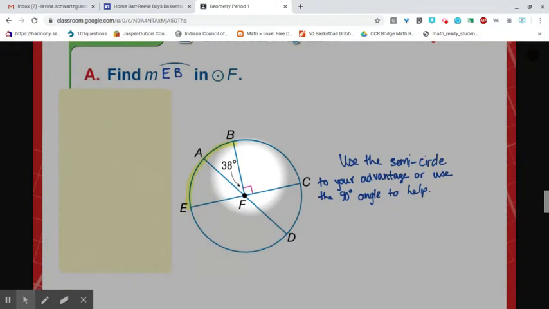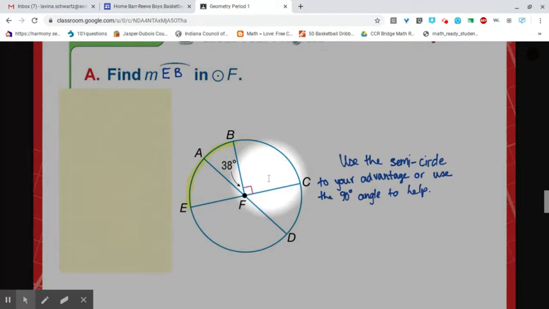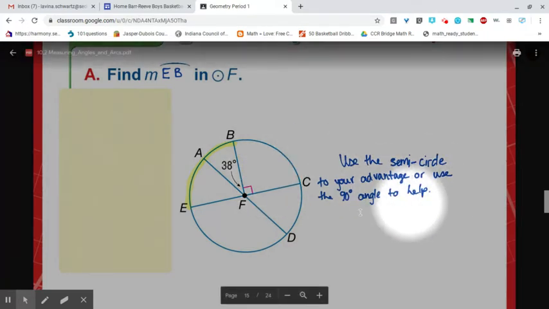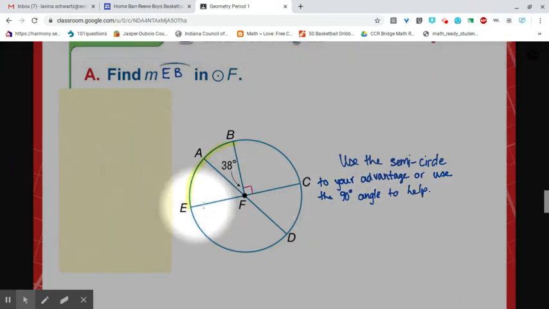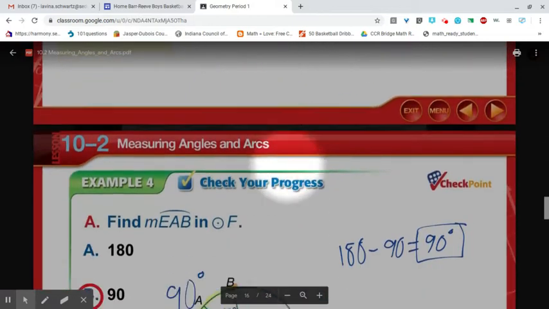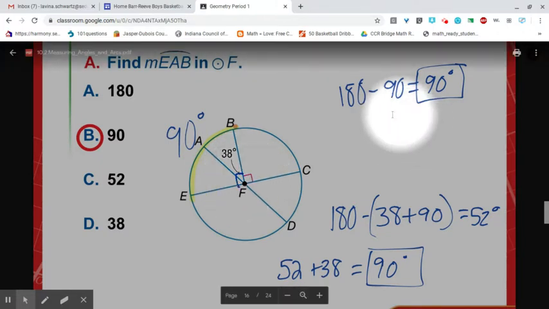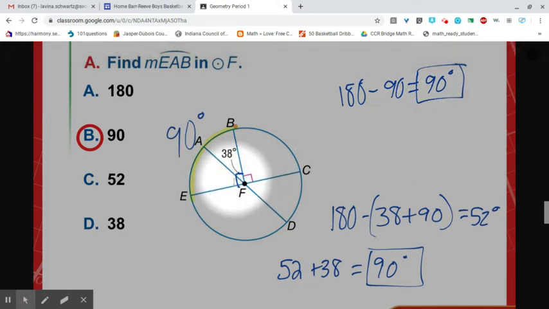Find EB, arc EB. So they tell you this is 38, they tell you this is 90. Use the semicircle to your advantage or use the 90-degree angle to help. Okay? Semicircle. This is a diameter, which means that whole chunk adds up to 180. You can also see that there's a 90 here, so you can flip that over on the other side. So you can either take 180 minus 90, which is 90, since this side is 90, that side has to be 90. Remember, we want to find EB.